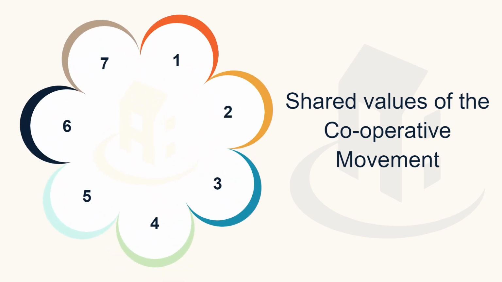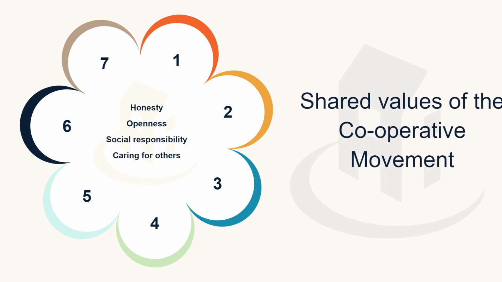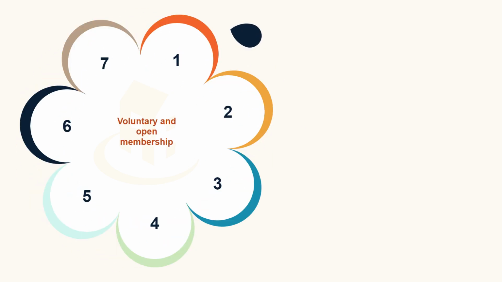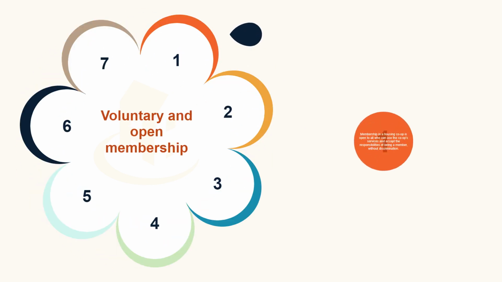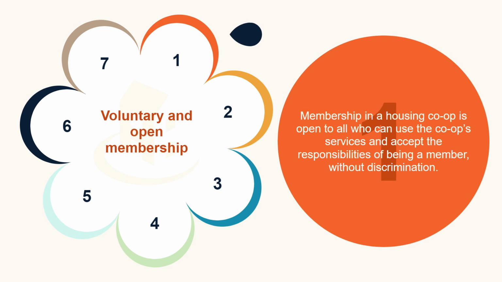Remember we mentioned the values and principles that all co-ops share? Well, this is what they look like in a housing co-op. Voluntary and open membership. Membership in a housing co-op is open to all who can use the co-op services and accept the responsibilities of being a member without discrimination.